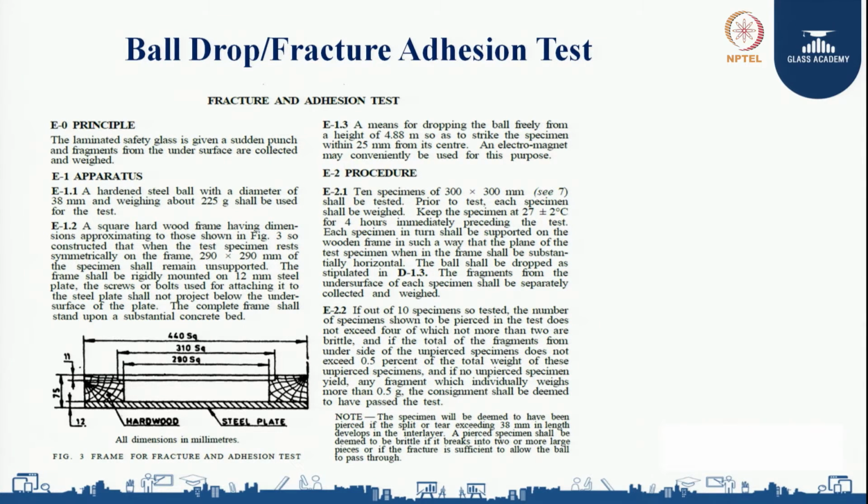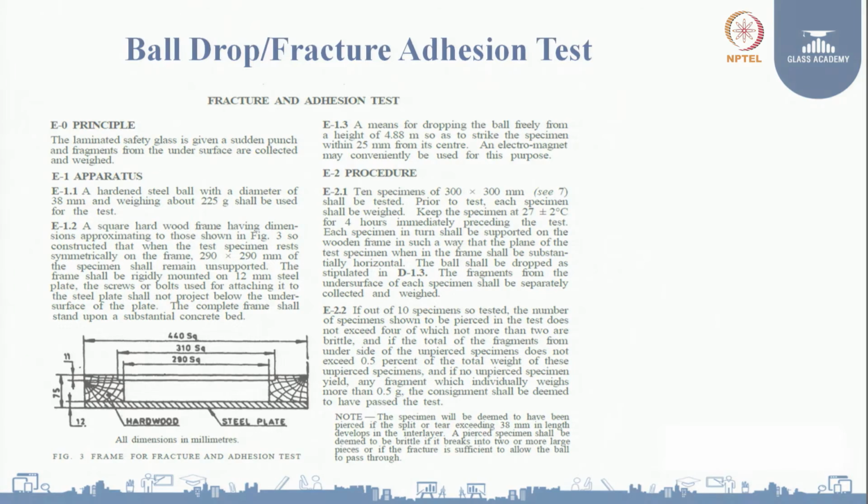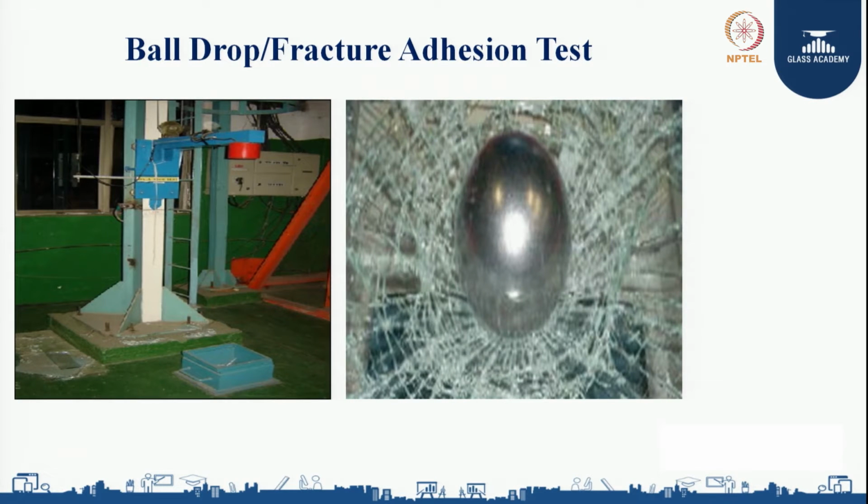Basically, we need to understand when I drop a ball from a distance of 4.88, how the ball is going to perform on the laminate, whether it is going to penetrate, or stick, or tear the PVB. We need to collect the number of fragments from underneath the laminated sample, and weigh them. The weight shall not exceed 0.5% of the weight of the glass. You can see here, this is the setup for the ball drop test.